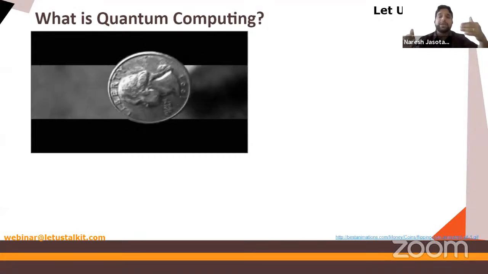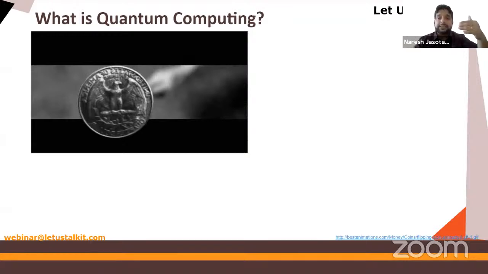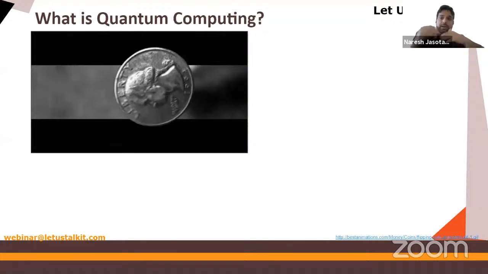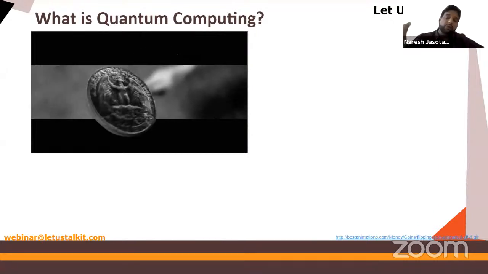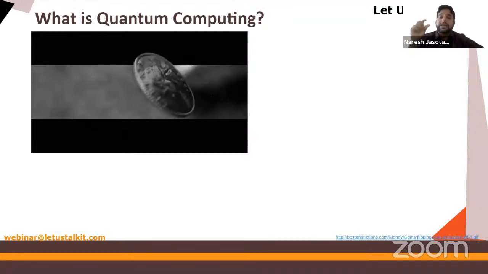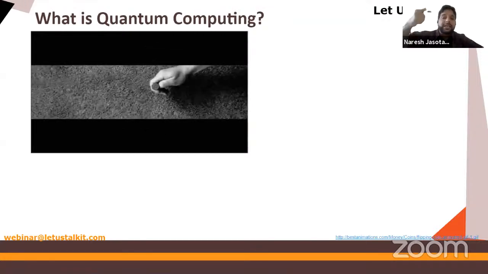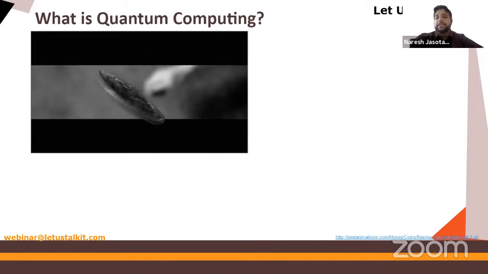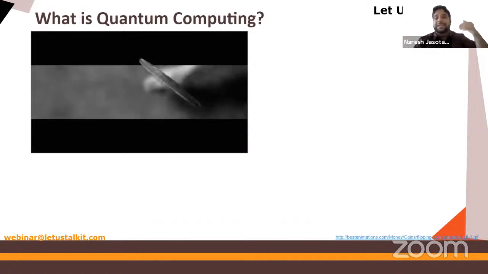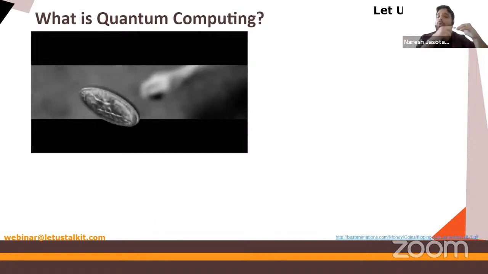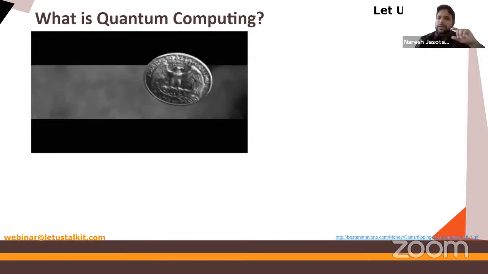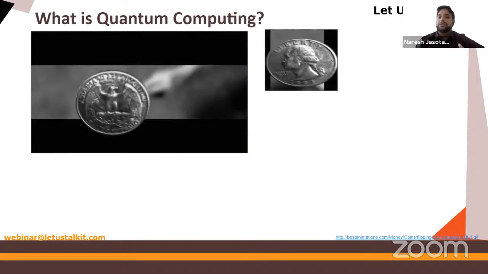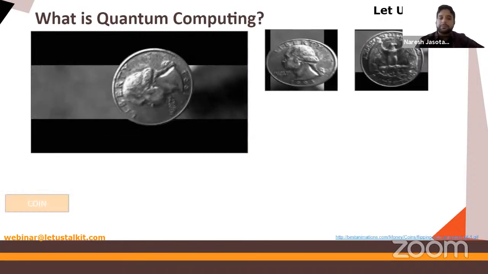For classical computing, it waits till the coin comes to rest. But quantum computing can do a lot of calculations. Now, if you look at a coin, in one state it is heads, in another state it's tails. But in classical computing, it can be either heads or tails. Let me talk to you again on this concept. So this is your heads, this is your tails.